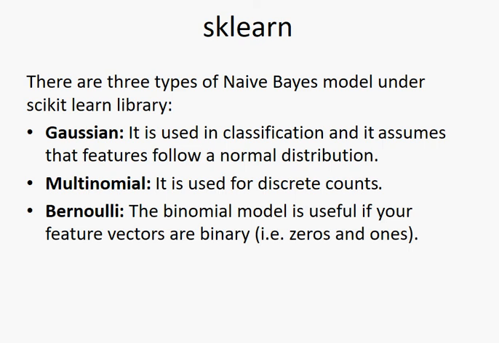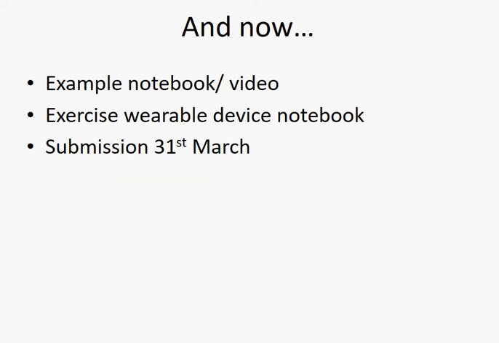So this was a very quick overview of the naive Bayesian classifier. Now you have another video where I'm going to take you through a Jupyter notebook with an example of using the classifier, and you will have to complete an exercise and submit it, where we're looking at a wearable device and checking if the exercise the person is performing has been done correctly or not.